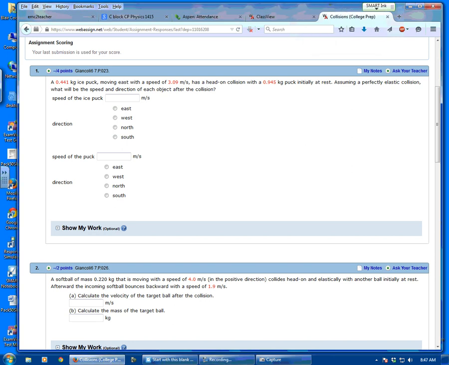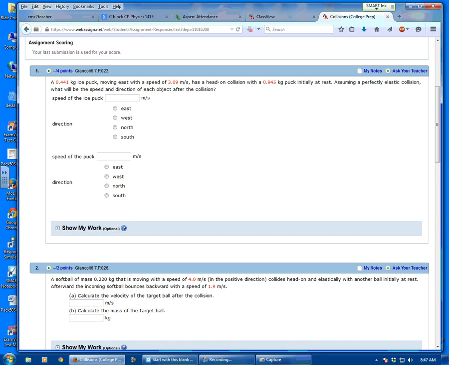Alright, so we're going to start with number 1. There was one vote for 1. That kind of makes sense. So, this is very similar to the second problem that we did as an example yesterday, right?